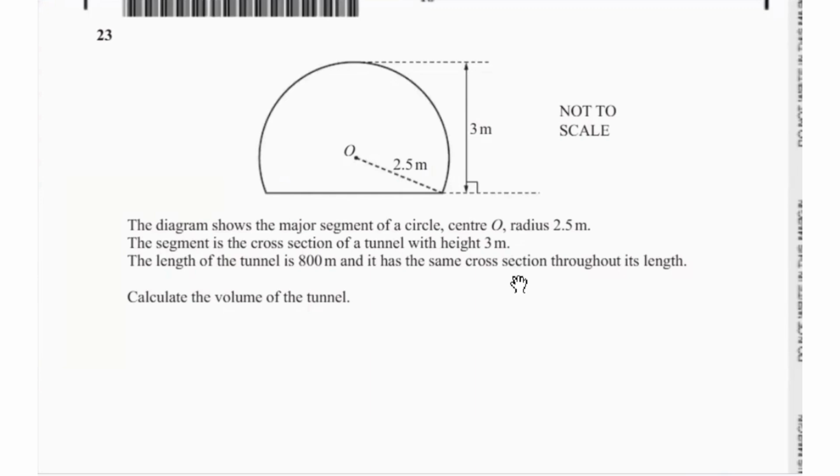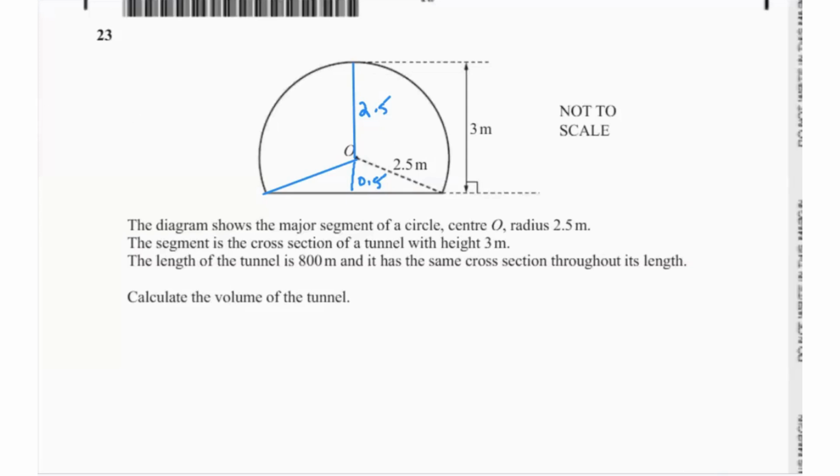So we have a major segment of a circle with center O and radius 2.5. That means this length is also 2.5. If this entire length is 2.5 because it's the radius, coming from the center towards the circumference, then this part is 0.5, since 3 minus 2.5 is 0.5. They said the length of the tunnel is 800 meters and has the same cross-section throughout its length. So for the volume, we need the cross-section area.